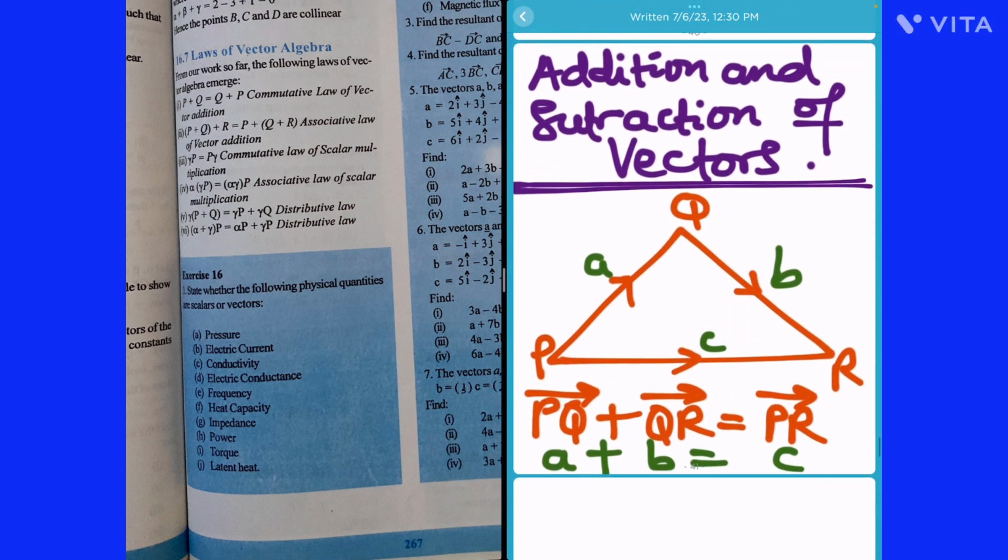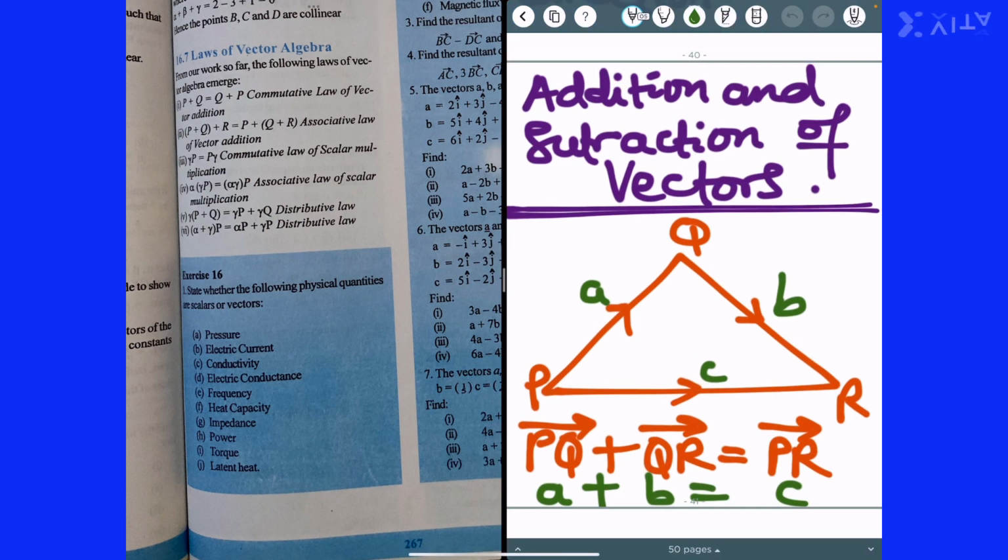That's a very simple point that pops up once in a while when we are doing calculations on vectors. Then addition and subtraction of vectors using a few laws. Here, PQ, going from P to Q and then from Q to R, PQ plus QR is the same thing as going straight from P to R. So that means PQ plus QR is equal to PR.